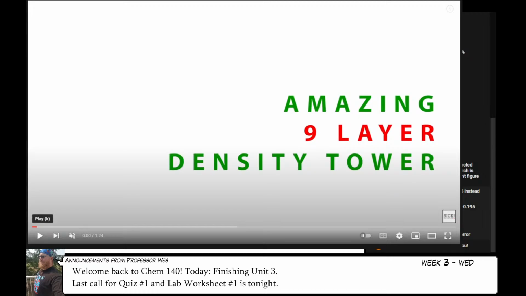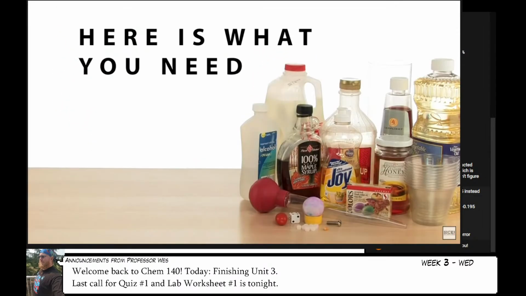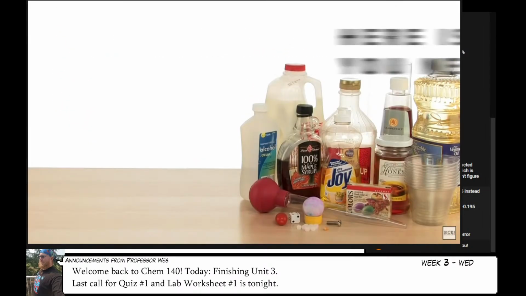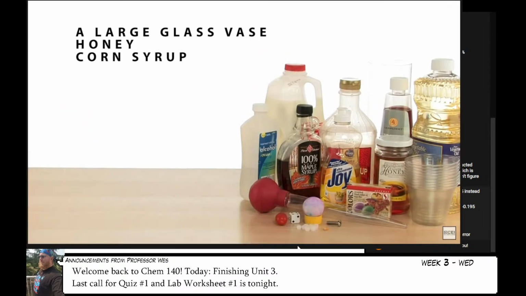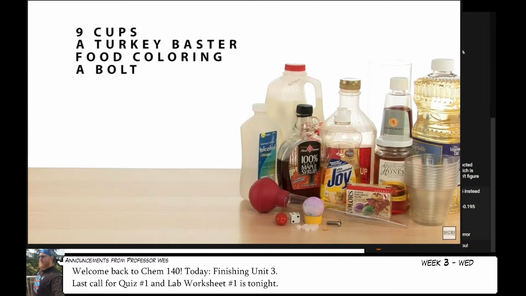So we're going to sort all of these objects by density, not the glasses. Here are all the objects. These are the liquids that we're going to use, as well as, you can see down here at the bottom, these are some solids that we're going to put in here. So these are the liquids we're going to add. These are the solids that we're going to add.